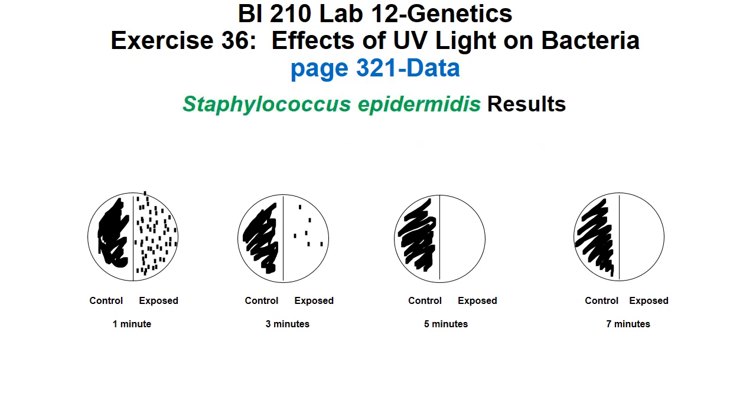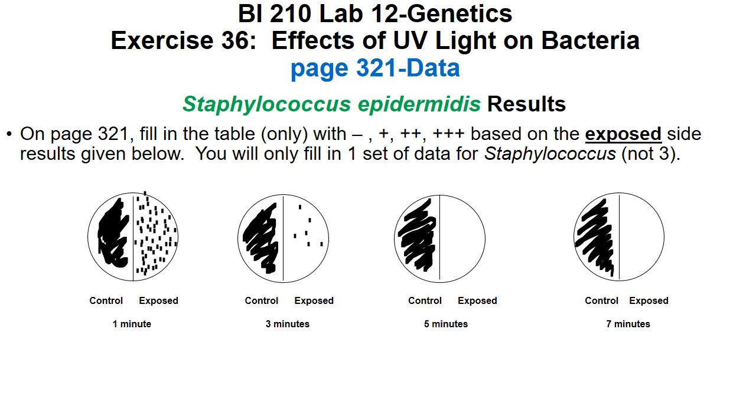Staphylococcus epidermidis results. So again, you're going to fill in the table for one set of data for Staphylococcus. You're only worried about the exposed side. So again, 1 minute has lots of growth, 3 minutes less, 5 minutes no growth, 7 minutes no growth. That would be dashes to represent no growth.